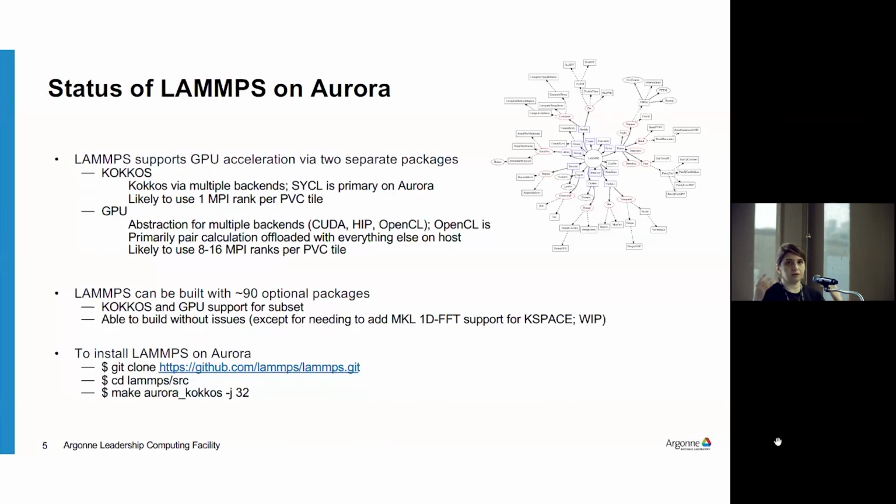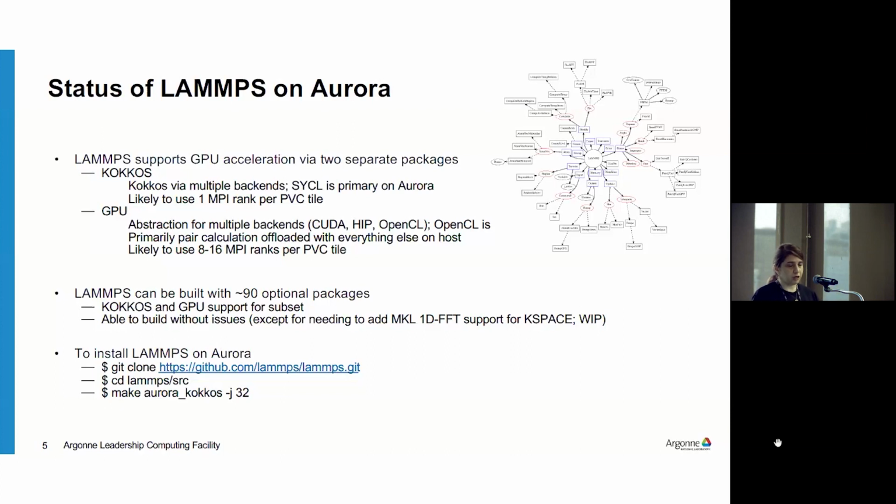Now, the work that I'm going to present is mostly done on Aurora. Today, if you want to run LAMMPS, you can easily just grab it from the GitHub repository, download it, go to the source directory and run make, a simple command. So it works just fine. Obviously, this was not the case when we started, but today this is how it is.